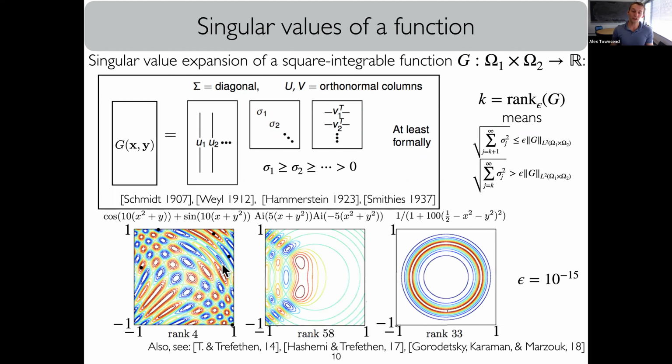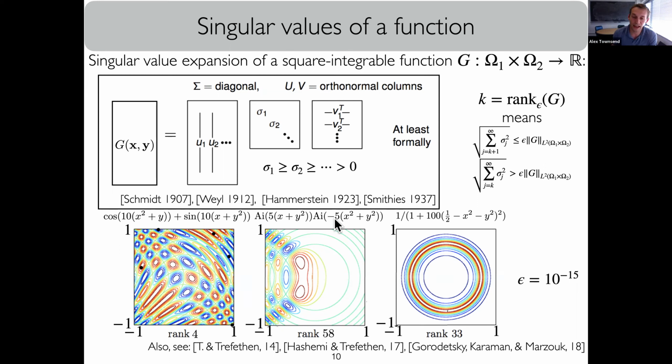And many functions that you would think have very rapidly decaying singular values. So like here, this trigonometric function is actually rank 4. A rank 1 function is a function of x times a function of y. So it's like a column and a row. It's like an outer product of a column and a row.